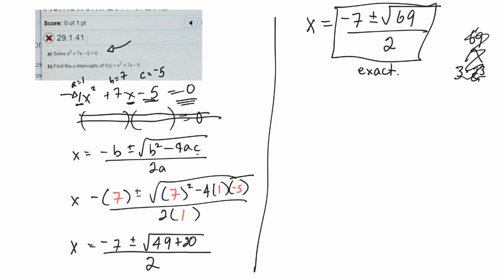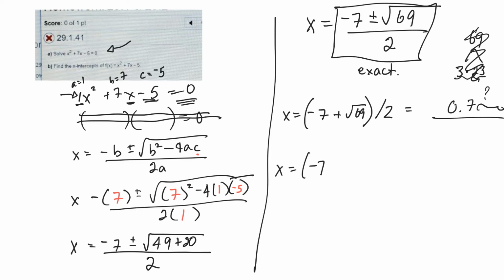Sometimes if they want an approximate answer, then on your calculator you'd have to do something like this. Split those up, so it'd be negative 7, maybe I'll put this in brackets, negative 7 plus the square root of 69, bracket, divided by 2. That would be one of your answers. Let me think what that would be. It'd be, I don't know, 0.76 or something like that, but close to that. The other one would be negative 7 minus the square root of 69, all divided by 2.